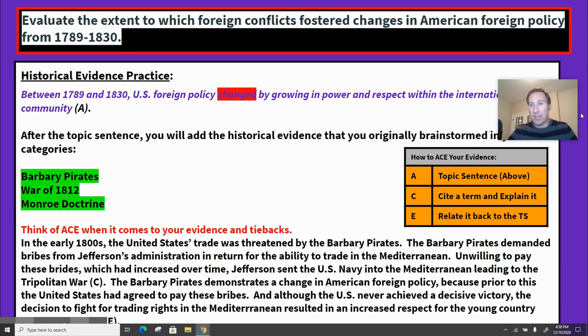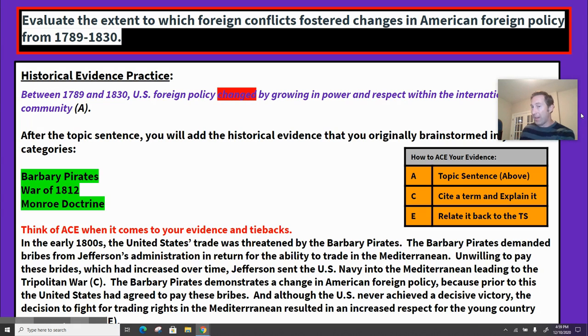So looking at this particular topic sentence that says, between 1789 and 1830, the U.S. foreign policy changed by growing in power and respect within the international community. There's my topic sentence. That's my A. Now, I have a number of different citations that I could use: Barbary Pirates, War of 1812, Monroe Doctrine. I'm going to probably start with my earliest example because remember, I'm showing continuity and change over time. So I want to start from the beginning of the time period and work my way to the end of the time period.